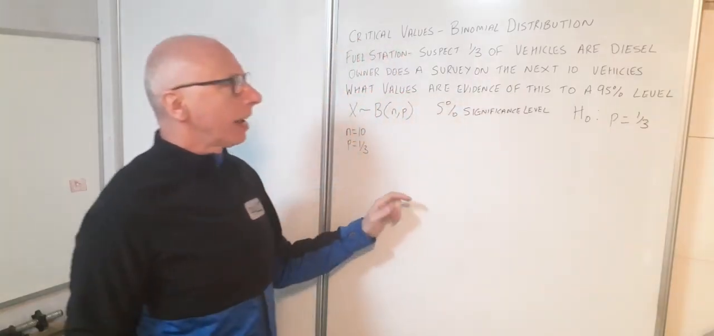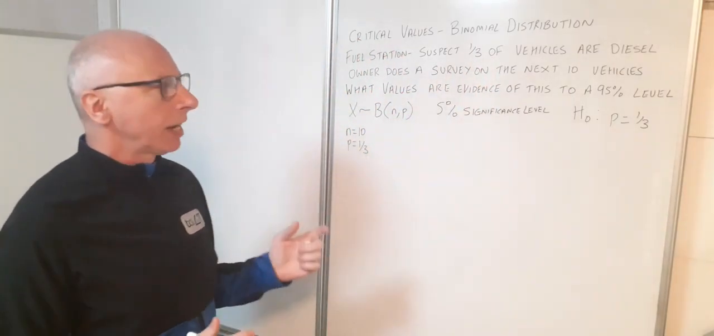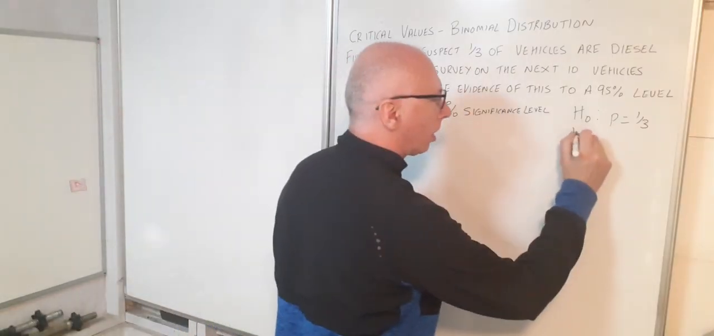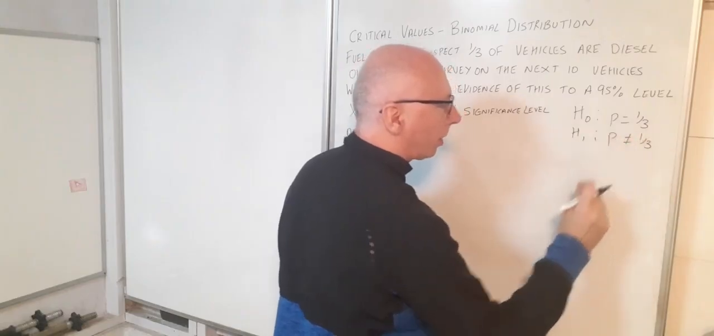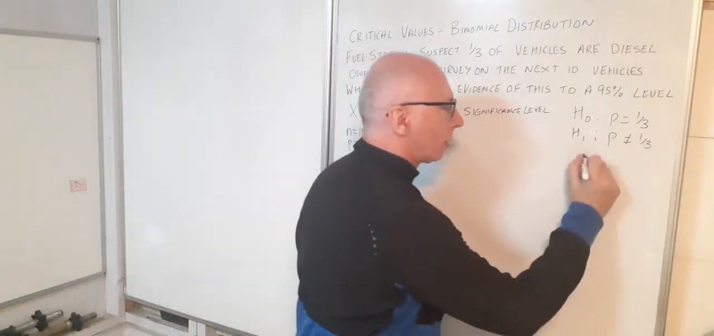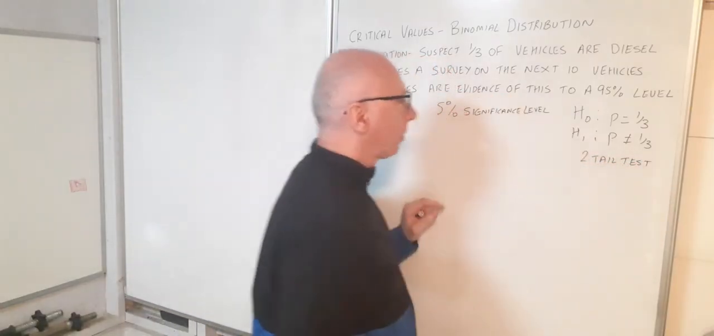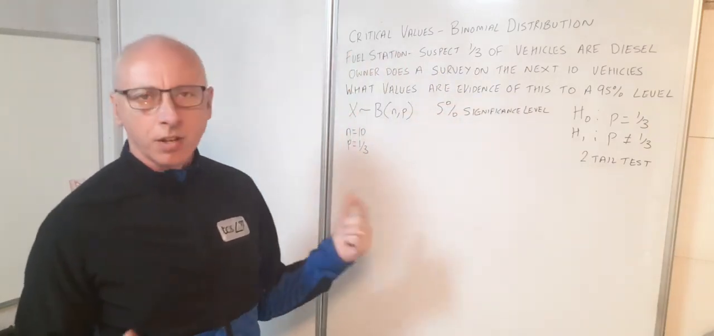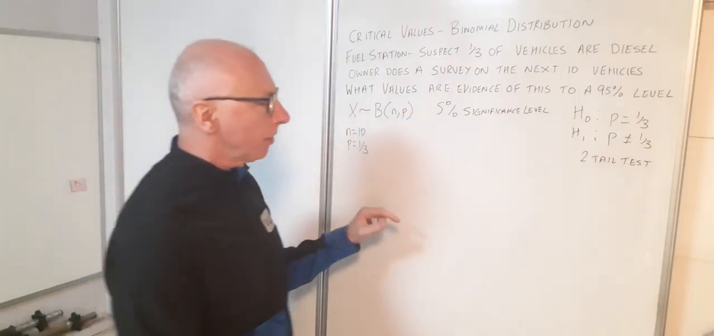Now he said there that he wants to know that it's the probability of 1/3. He hasn't specified that it could be more or could be less. So the alternative hypothesis is the probability is not 1/3. So as the probability is not 1/3, then it's a two-tailed test. So with a two-tailed test, we have to split this 5% significance into 2.5% on either end of the scale. So I'm going to show that in a graph now.